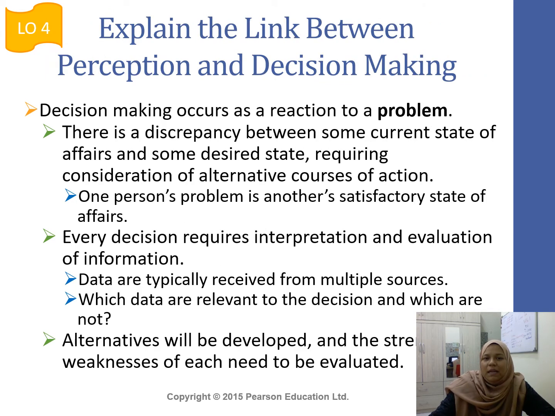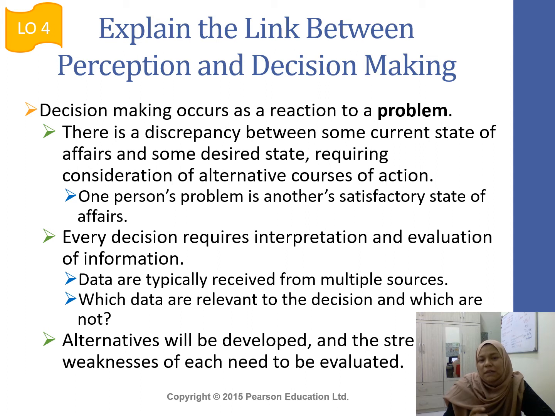Due to this, we have to know that perception sometimes also affects our decision making, because we have different perceptions towards someone. So sometimes our decision making might be influenced by the attribution errors or the perceptual errors that we have before this. So it actually contributes to a new problem or new conflict.